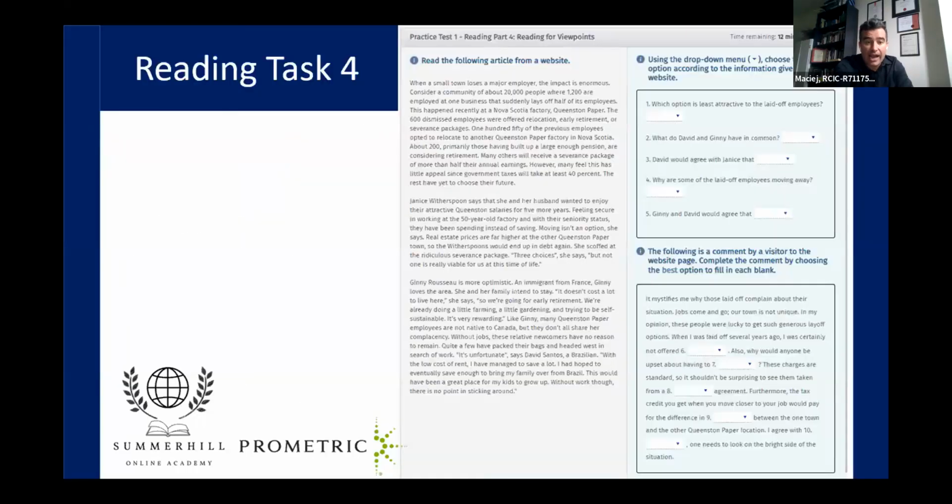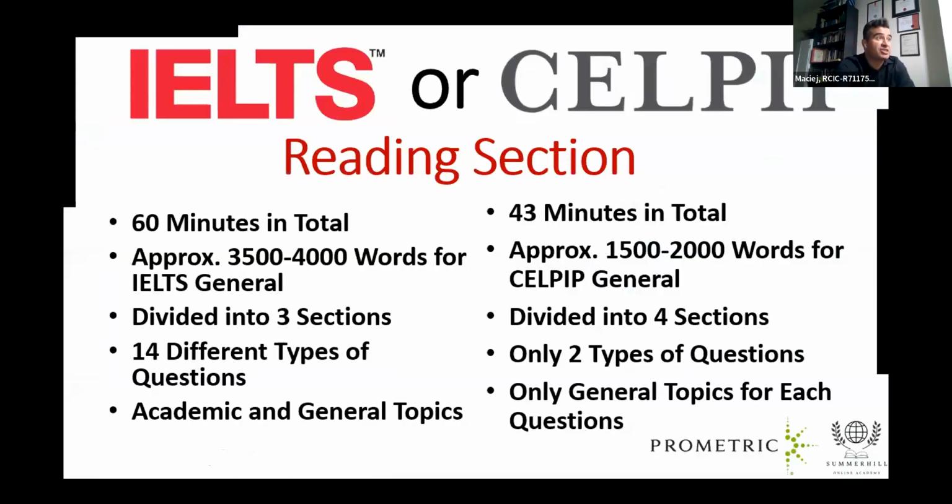For reading task four, the vocabulary is harder, but if you compare reading task one and reading task four, they look almost exactly the same. They have the same amount of words and a similar amount of questions, similar types of questions, just the vocabulary is a lot harder. So that's one of the big differences. So when we're comparing the IELTS and CELPIP, CELPIP is shorter in terms of time and shorter in terms of words. With IELTS, it's 3,500 to 4,000 words for IELTS general versus 1,500 or 2,000 words for CELPIP general.